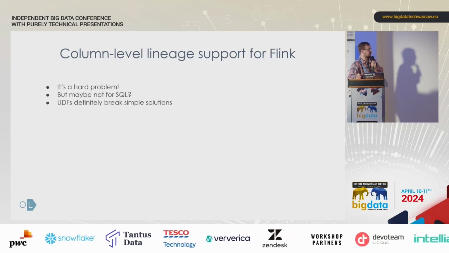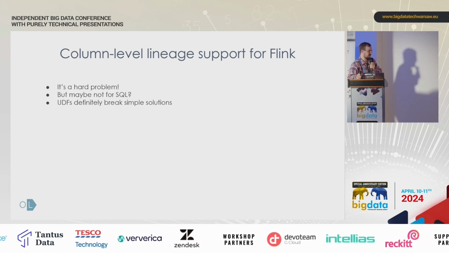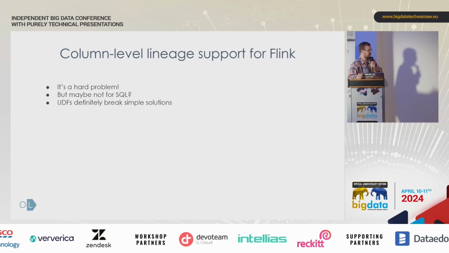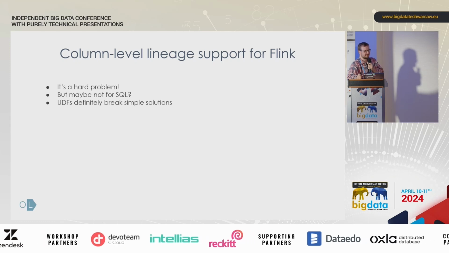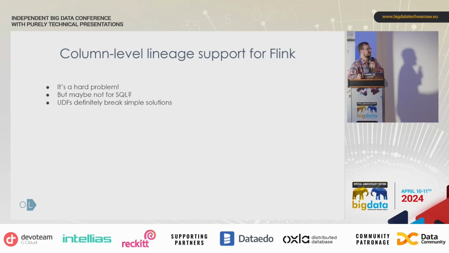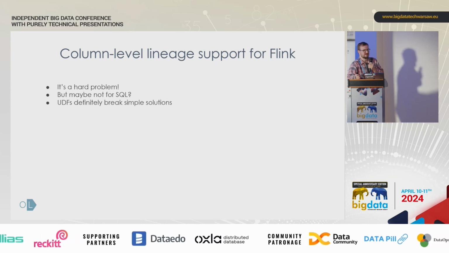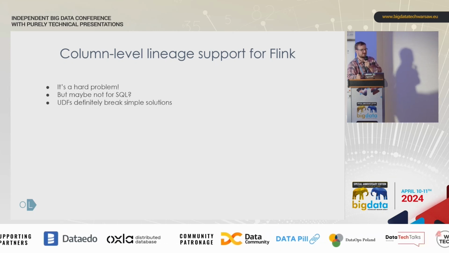So column-level lineage support. We have a column-level lineage support in OpenLineage, in many other integrations, but not for Flink. And it's a hard problem, right? Because your data stream can write data to Kafka, but also can be transformed in any way you want. So we don't really know what happens in the transformations you produce unless you somehow notify us. And that might be the solution for data stream, but it's not for SQL, right?